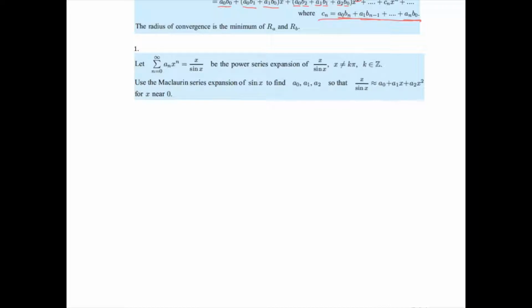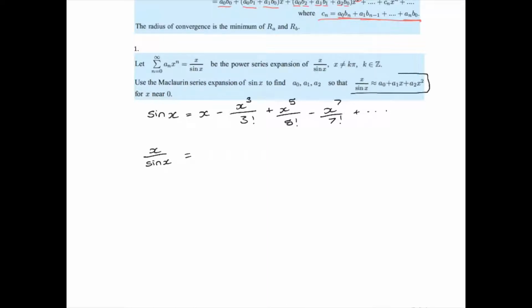So x over sine x is approximately equal to a_0 plus a_1 x plus a_2 x squared for x in here. Now, first of all, from a previous lesson, sine x equals x minus x cubed over 3 factorial plus x to the 5 over 5 factorial minus x to the 7 over 7 factorial, and so on. Since I only care about it up to x squared, surely that'll be enough terms to worry about. But we don't want that. We want x over sine x, and they want a_0, a_1, a_2.